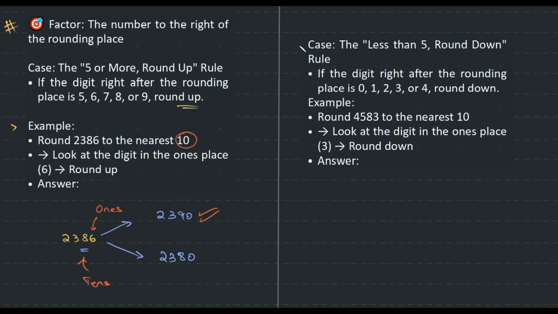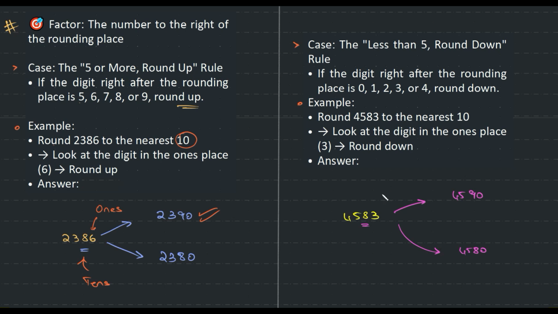Okay. Now, the other case would be rounding down. So if you get numbers like 1, 2, 3, 4 or 0, you will round down. For example, round 4583 to the nearest 10. So let me write this. 4583 to the nearest 10. So we need to consider the tens place. So it's either 90 if not 80, and the rest of the number will remain the same.